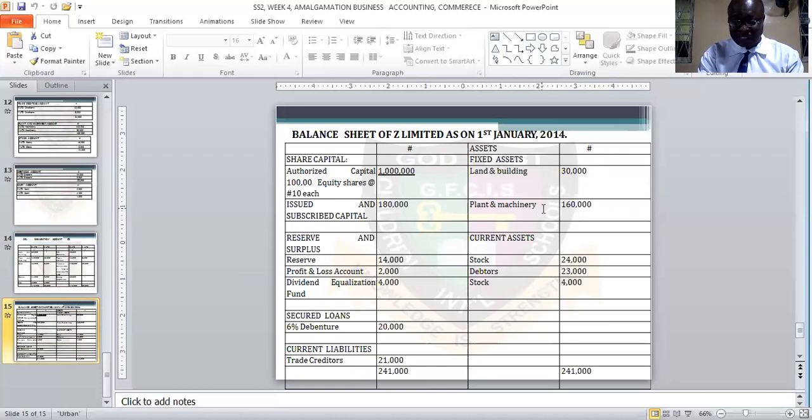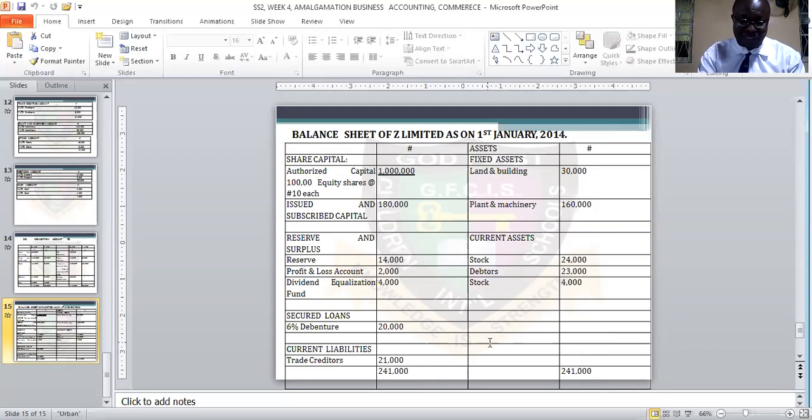The plant and machinery, 160,000 naira. So that is for the fixed asset. We have 190,000 naira for fixed asset. Under current asset, we have stock 24,000 naira, debtors 23,000 naira. Then we also have cash, it's 4,000 naira. So at the end of the day, we have 241,000 naira for the asset side.